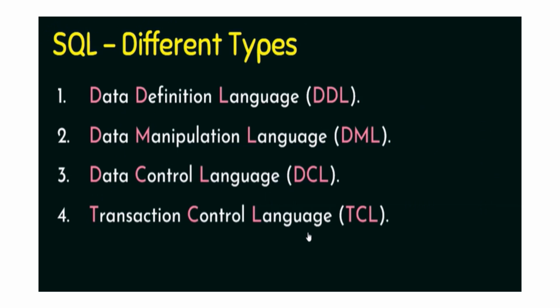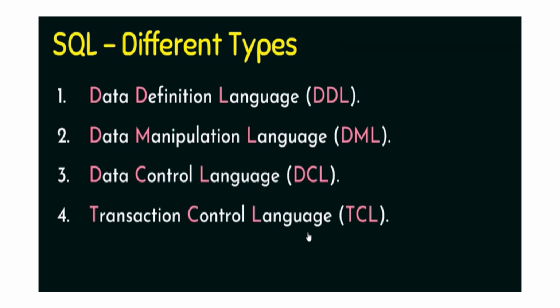Then, different types of SQL. SQL commands are broadly classified into four main types based on their purpose. The first type is data definition language, also called DDL. DDL commands are used to define and modify the structure of the database, such as creating or deleting tables.